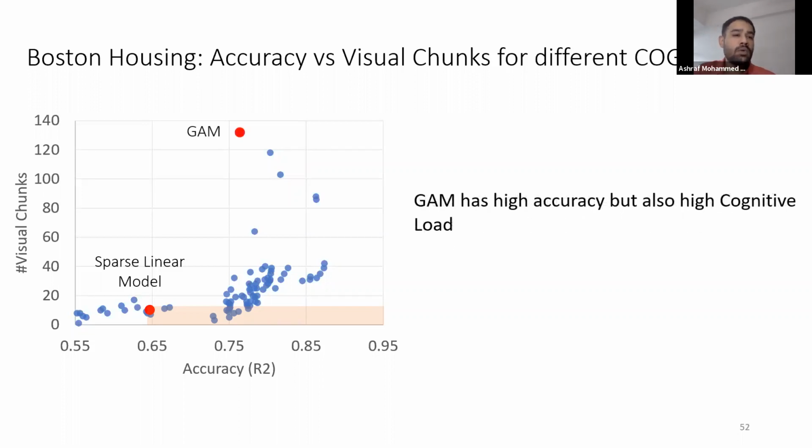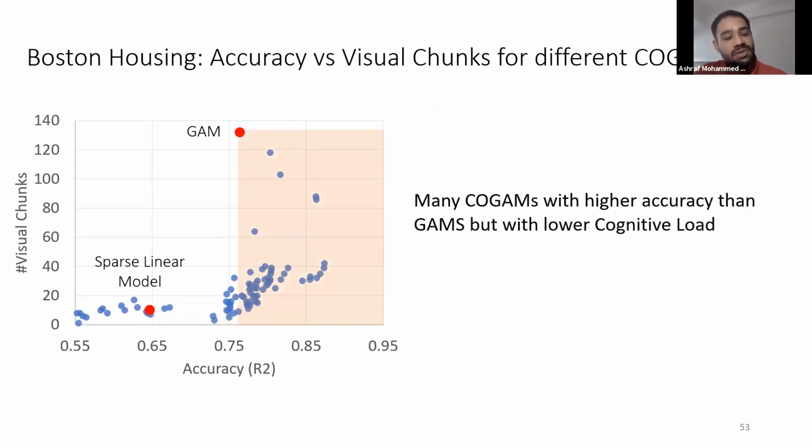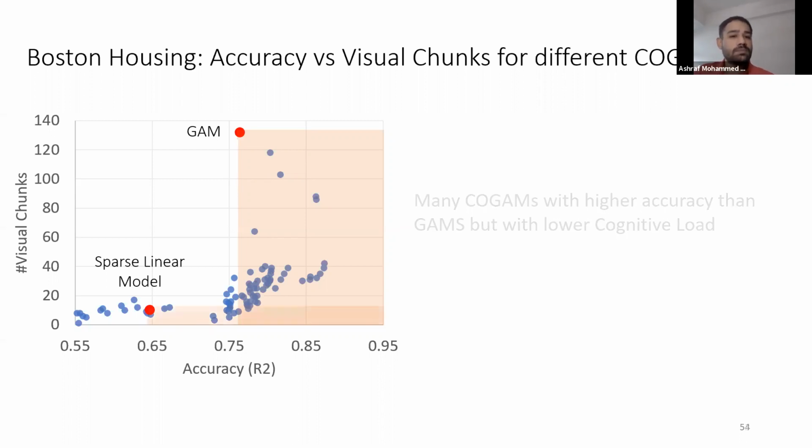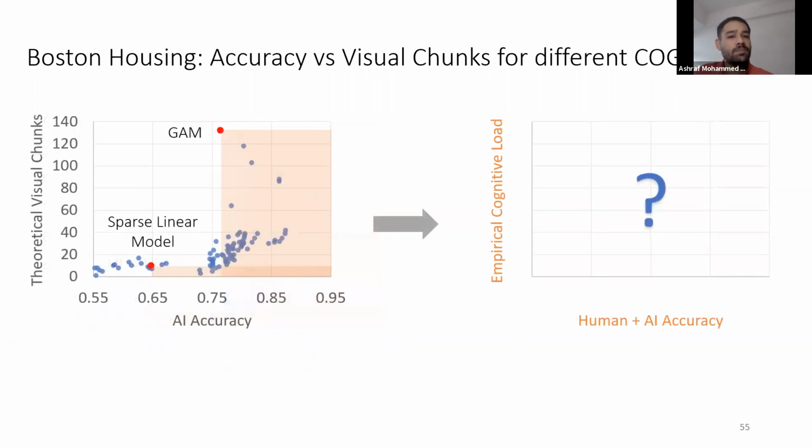GAM is again all the way up to the top, and we expect this because it has very high accuracy, but also very high cognitive load. The more interesting result really is this highlighted region where we find that there are many COGAMs that have a higher accuracy than GAM, but they impose much lower cognitive load. So COGAM is able to find many solutions that have both high accuracy and low cognitive load.